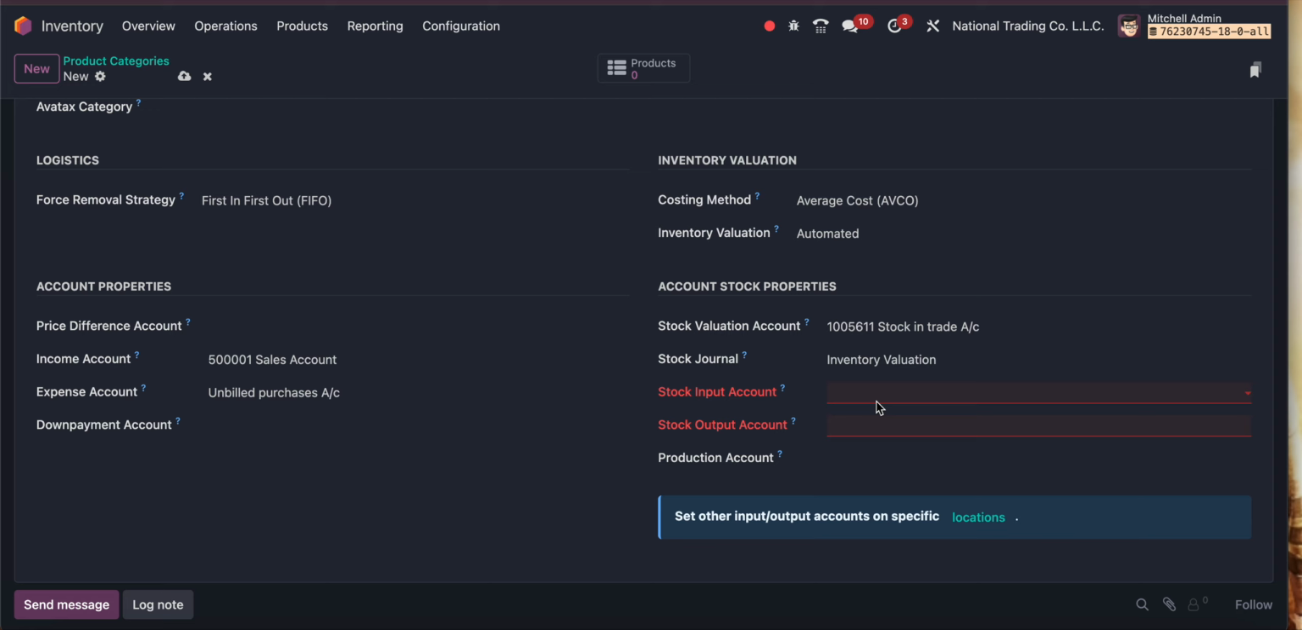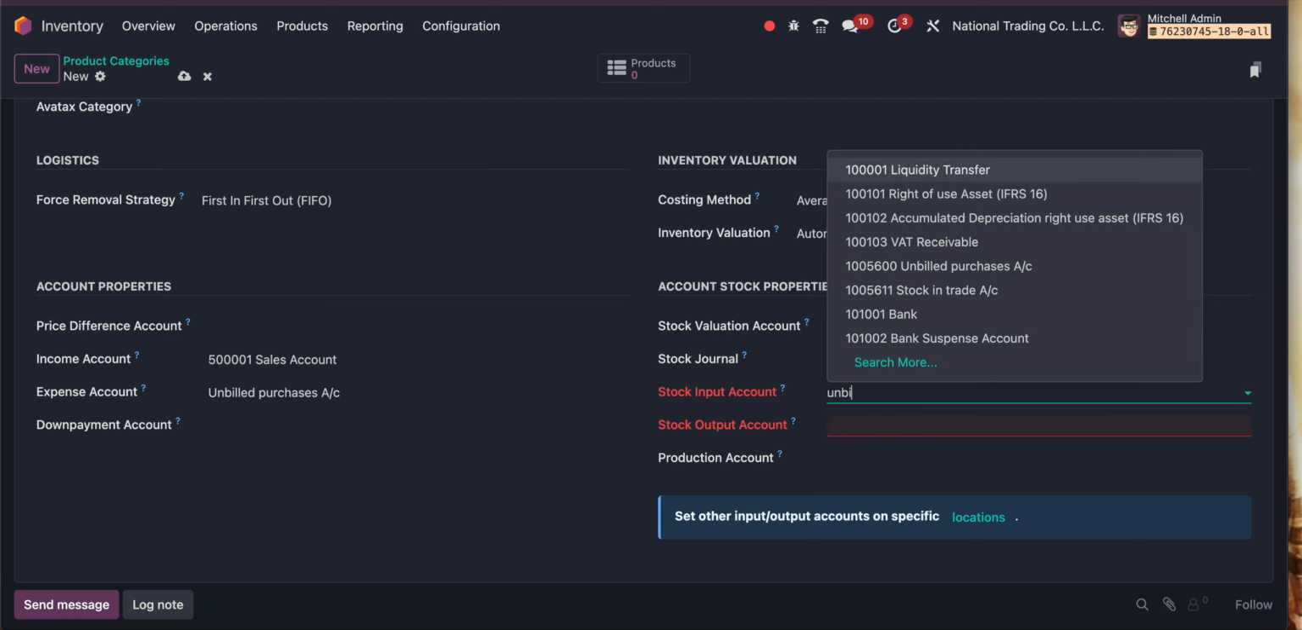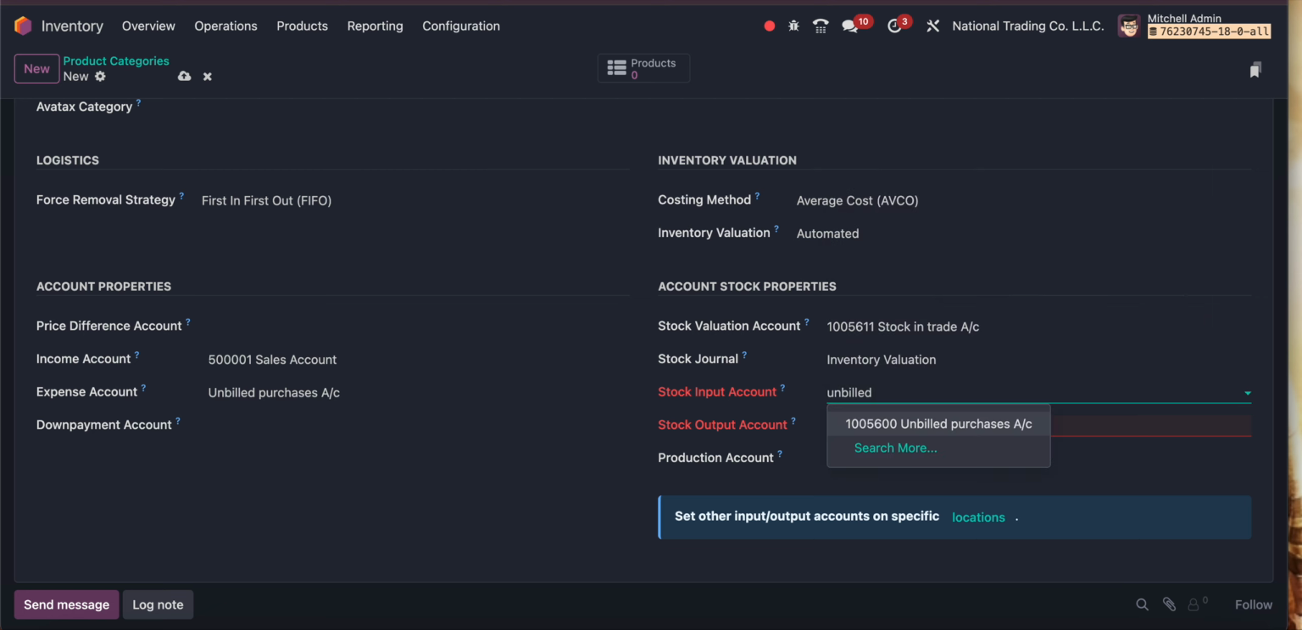That is why we map the unbilled purchase account over here. Just by seeing the name of the account, we can understand that it is some purchase of inventory which we have received but not yet billed. That means the inventory purchase has happened, the receipt has happened, but the vendor bill is not yet booked, or not yet validated. Therefore, the payable is not yet booked.